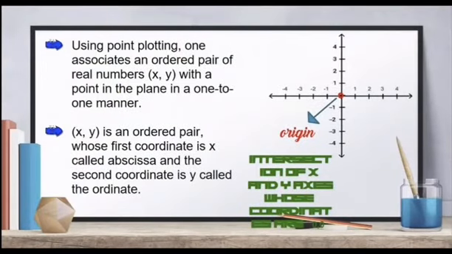Using point plotting, one associates an ordered pair of real numbers (x, y) with a point in the plane in a one-to-one manner. (x, y) is an ordered pair whose first coordinate x is called the abscissa and the second coordinate y is called the ordinate. Remember, the ordered pair cannot be interchanged. x always comes first before y, and the intersection of the two axes, called the origin, has coordinates which are both 0.